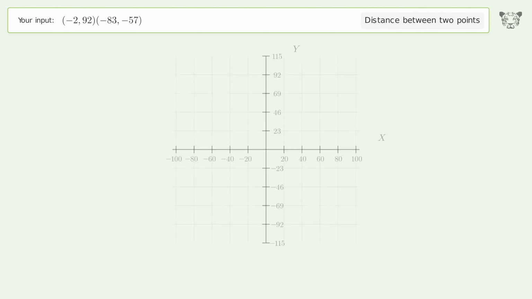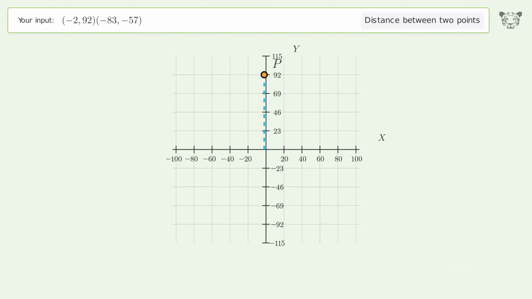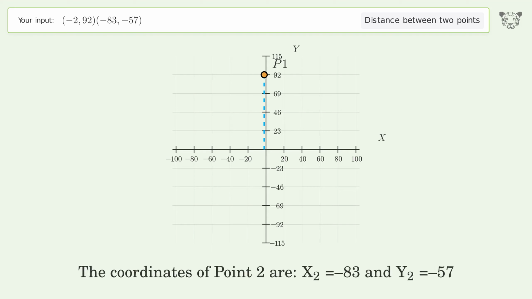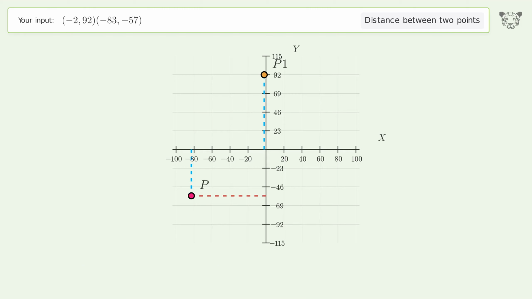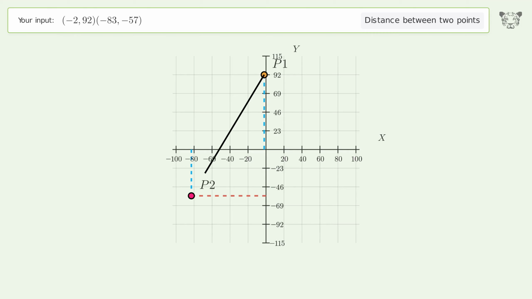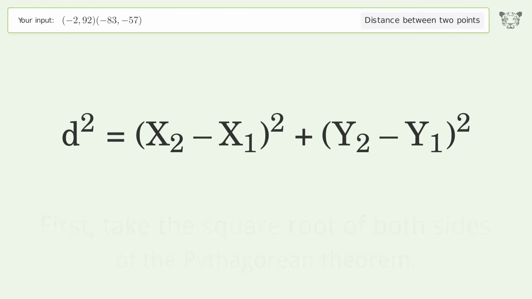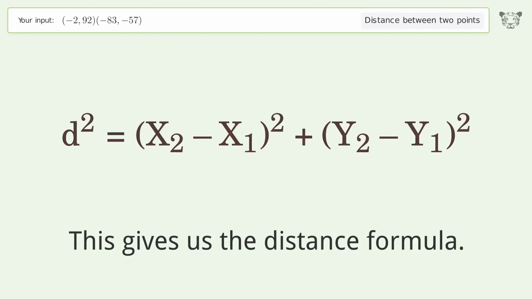The coordinates of point 1 are x1 equals -2 and y1 equals 92. The coordinates of point 2 are x2 equals -83 and y2 equals -57. D is the distance between the 2 points. First, take the square root of both sides of the Pythagorean theorem. This gives us the distance formula.